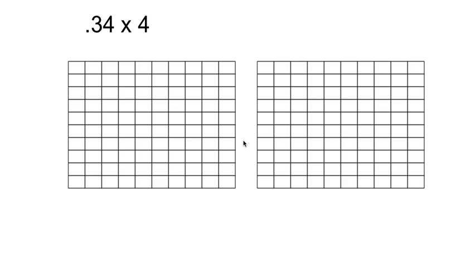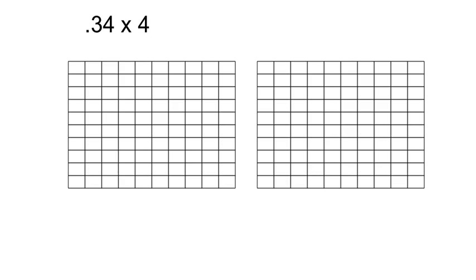Today I'm going to be showing you how to multiply a decimal by a whole number using base 10 grids. The first thing you want to do is look at the decimal. The decimal in this case is 34 hundredths. I know that I need to find 4 groups of 34 hundredths, since the multiplication sign represents groups of something.